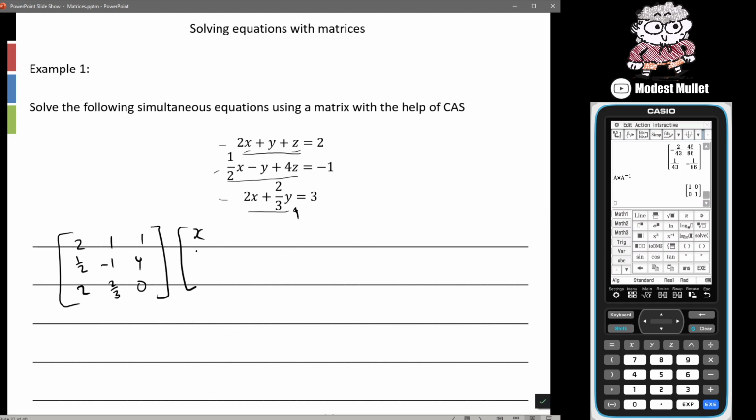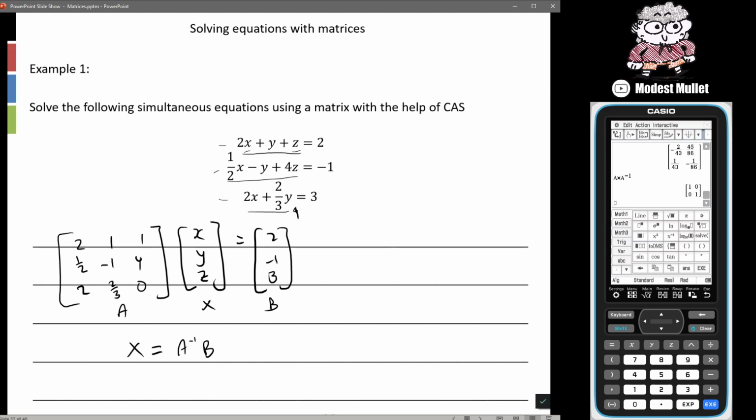And we have x, y, z is equal to 2, negative 1, 3. So that's A, that's X, that's B. So X, our solution, is going to be the inverse of A times by B. So, how can you do this on the CAS?